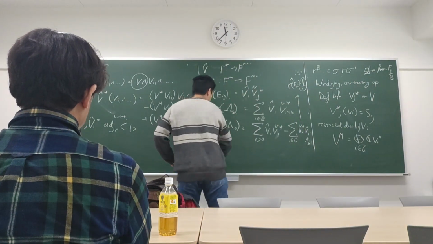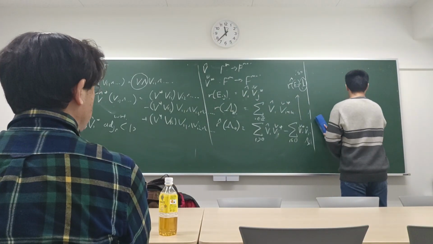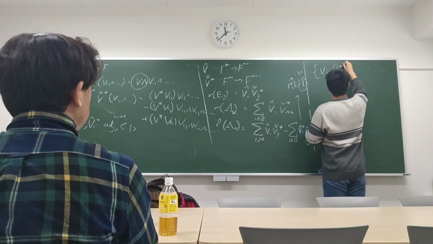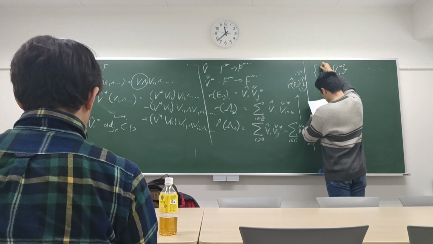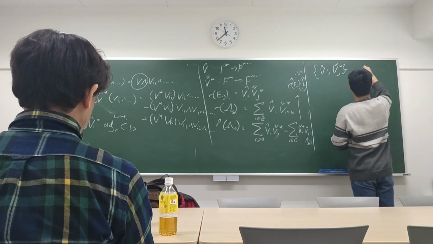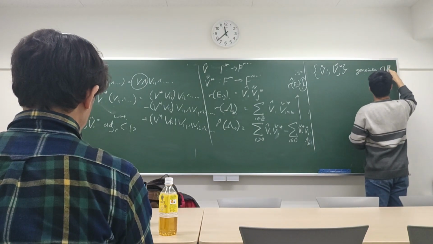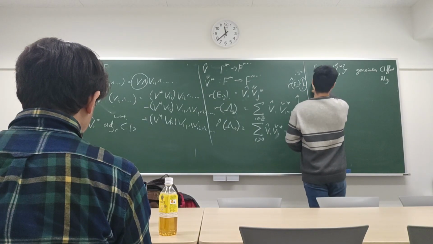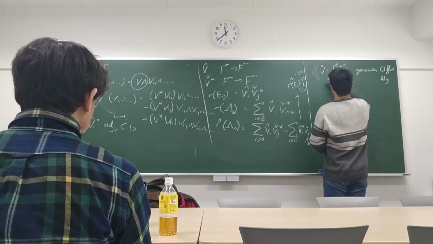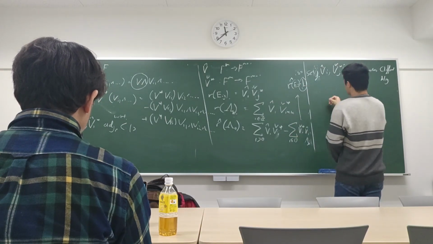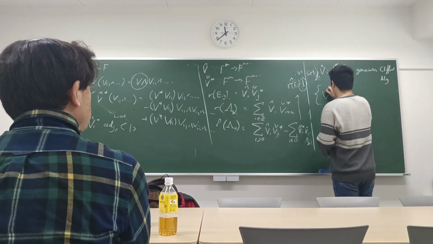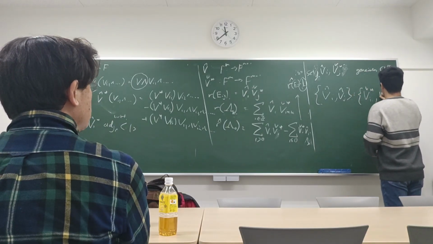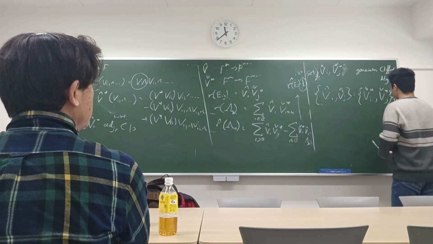And the v_i and v star j elements actually generate the Clifford algebra. This is because if you see the commutation relations, I want to use this as the anti-commutator. So for the anti-commutator, if you have v_i, v_j of the same type, this is equal to 0.